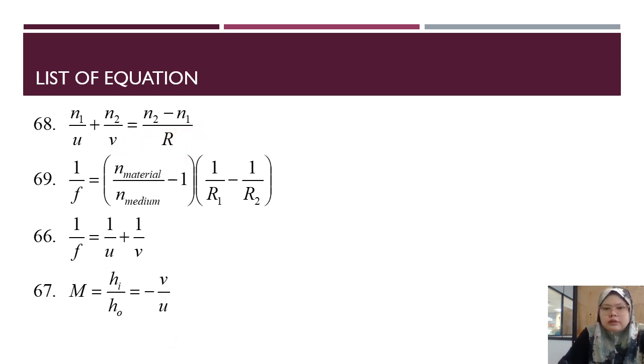This equation we use for spherical surface. Di mana N1, N2, and R kita determine by referring to the first object. Alright, so the next equation, equation 69, 1 over F equals to N material over N medium minus 1 darab dengan 1 over R1 minus 1 over R2. Okay, this equation is a thin lens maker equation.